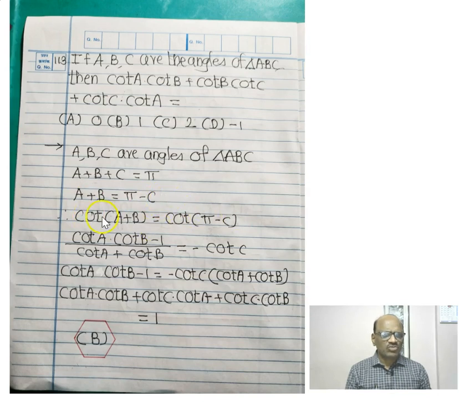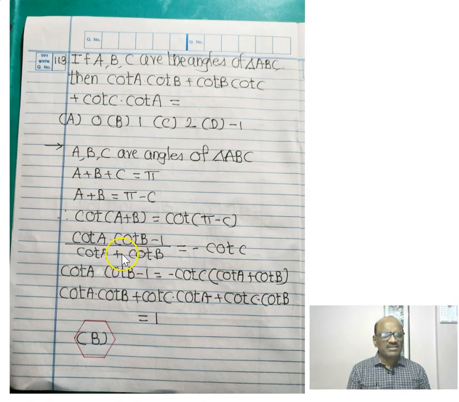Now next, A plus B is equal to pi minus C. Take the cot ratio on both sides. That is, cot of A plus B is equal to cot of pi minus C. But what is the cot of pi minus C? It goes in the second quadrant. Here is pi minus theta. Whenever there is a pi angle, the function remains as it is. Therefore, it is minus cot of C. And again, this is cot of A plus B. Now what is the tan of A plus B? Tan A plus tan B upon 1 minus tan A into tan B.